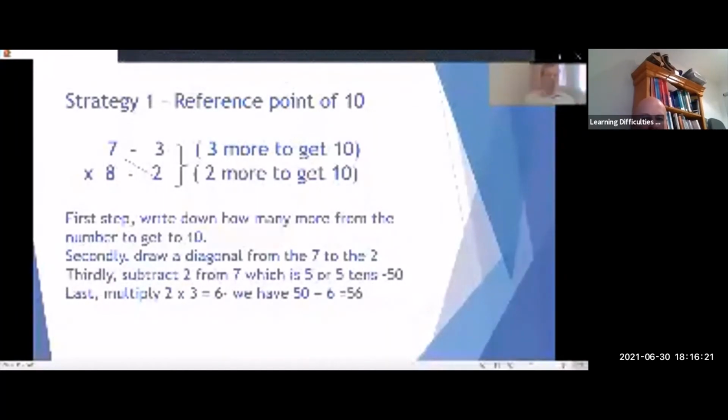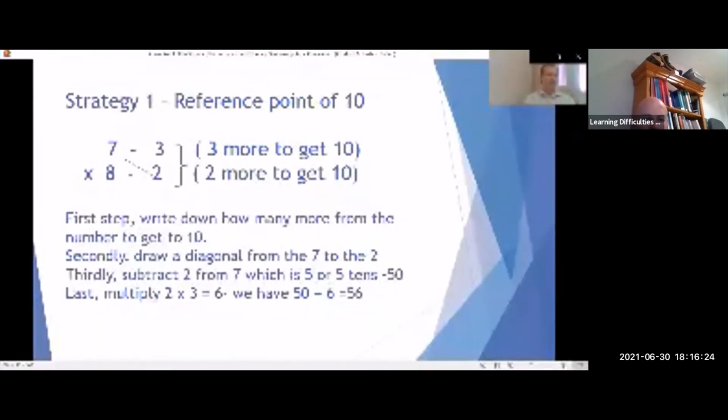So we looked previously using the reference point of 100 to multiply two numbers, but this can also be used for the 6, 7, 8, 9 tables. So for example, with the 7 times 8, we start with the 7. We're using a reference point of 10, so to get from 7 to 10 is 3, so we write 3 beside the 7. To get from 8 to 10 is 2, so we write 2 beside the 8. Next, we can write or draw a diagonal between the 7 and the 2, which is 5. That will be the 10, so we've got 5 tens or 50, and then we can multiply the 3 times 2, which is 6. So 7 times 8 is 56.